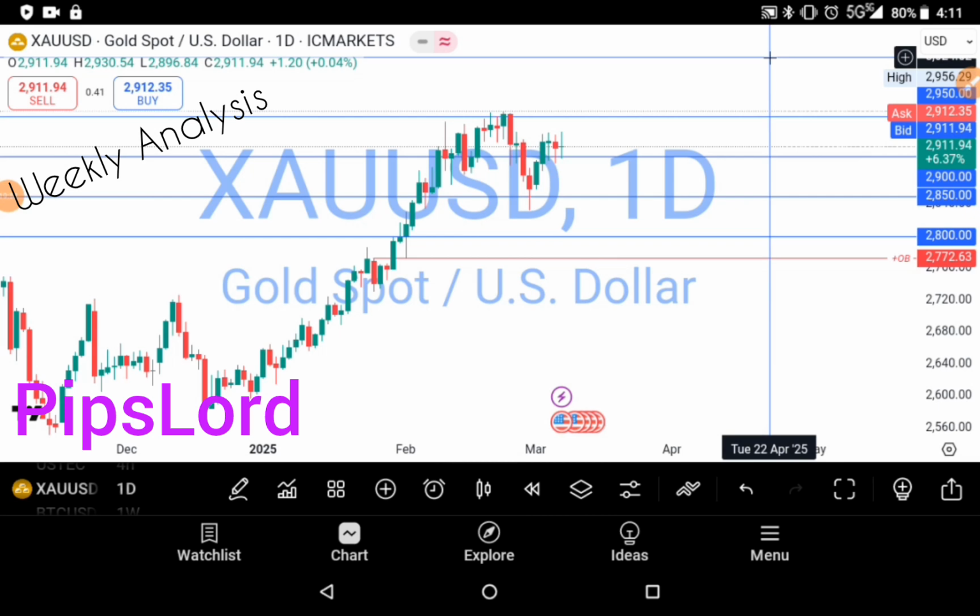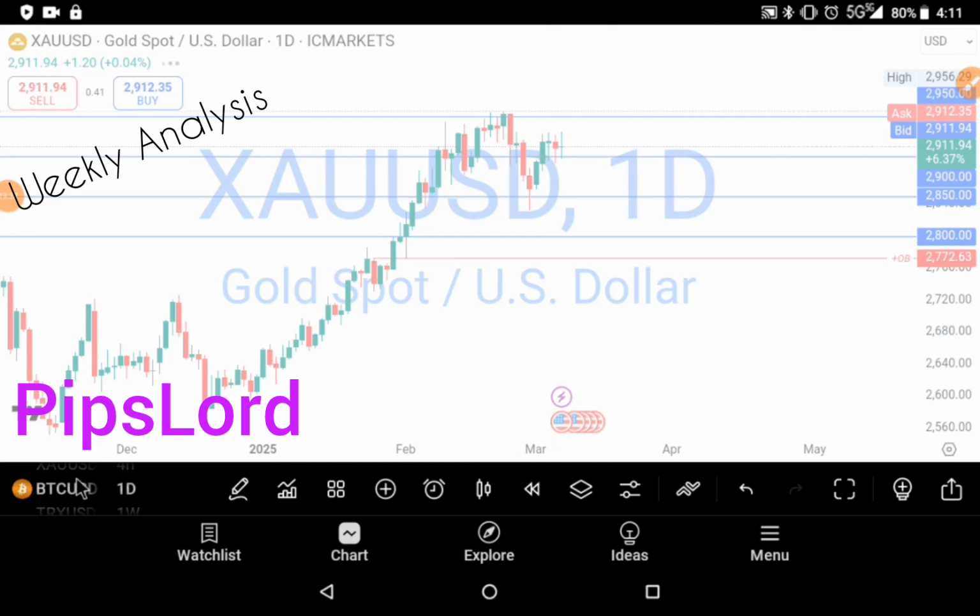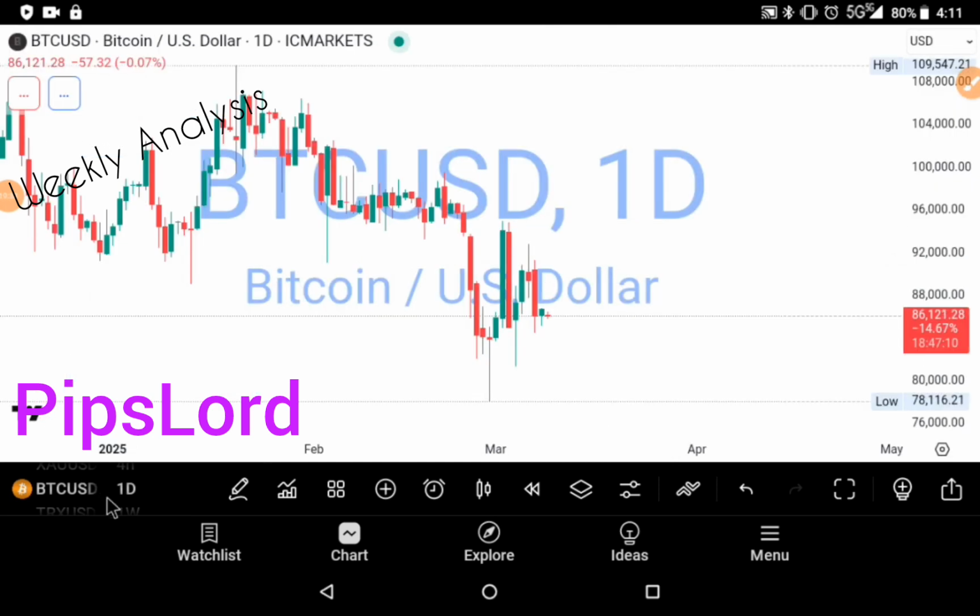So 2950 is the lowest hanging fruit to what? To 3,000. So I'm still expecting this high to be taken, as long as 2850 holds the price. Now to the last but not the least, which is the BTC.